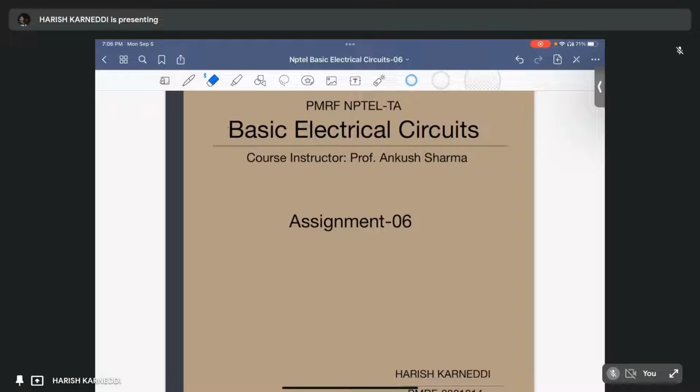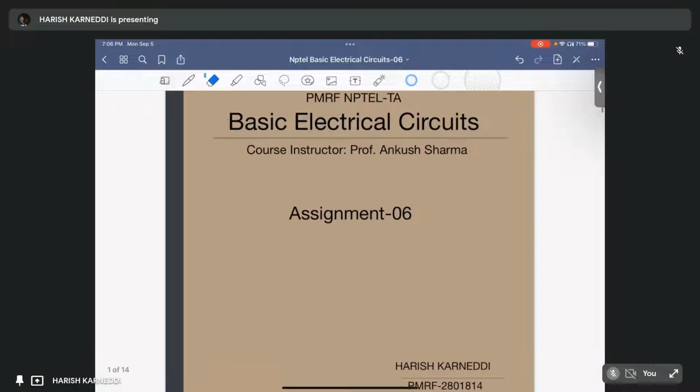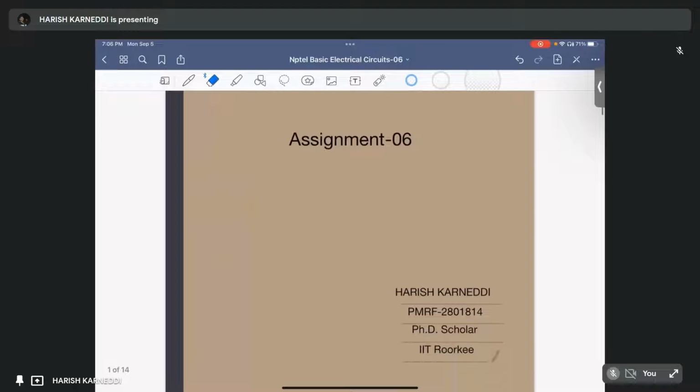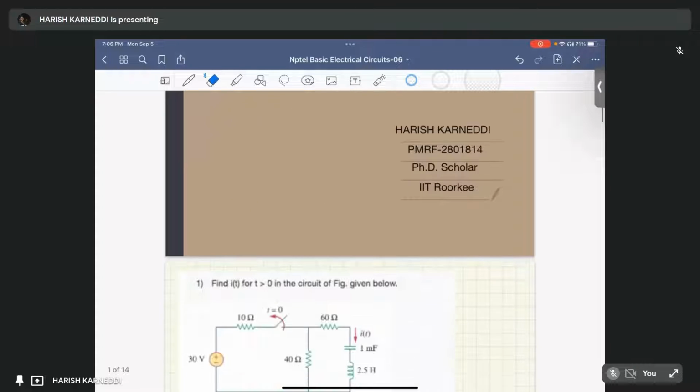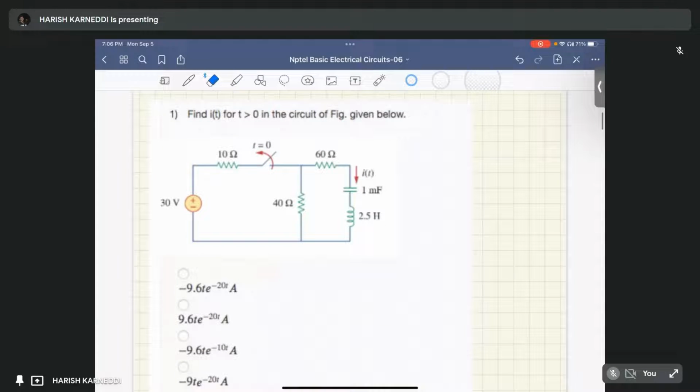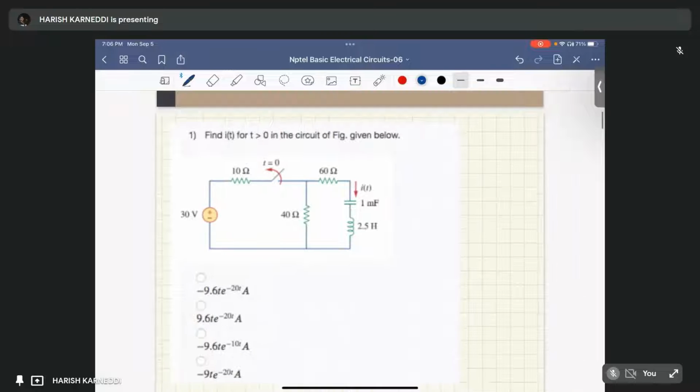Today we are going to discuss assignment 6, the previous year assignment 6 questions, which is related to second order transients and Laplace transformations. First, we go into question one. The question one is to find out the i of t.